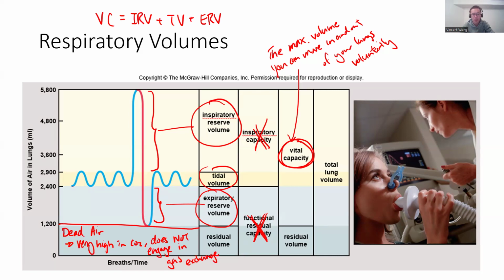Okay? So we don't want to have too much dead air. We don't want to have too much residual volume in our lungs. The more residual volume we have, the less efficient our lungs are going to be.